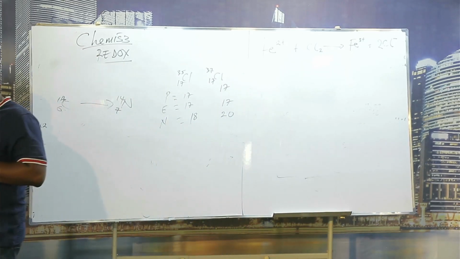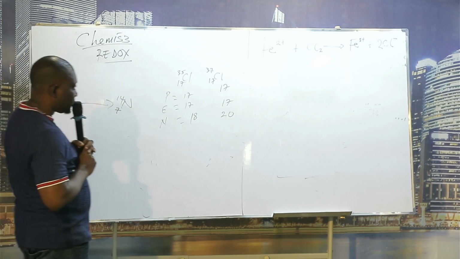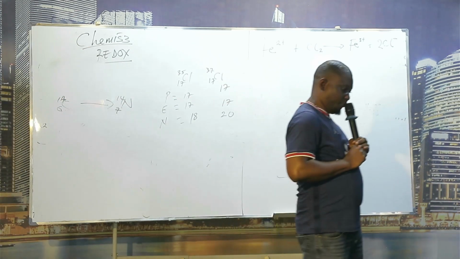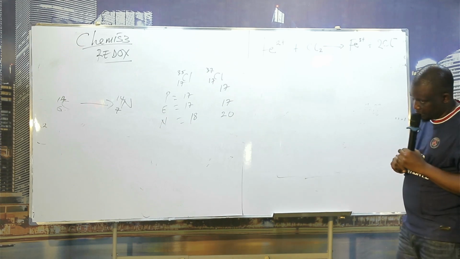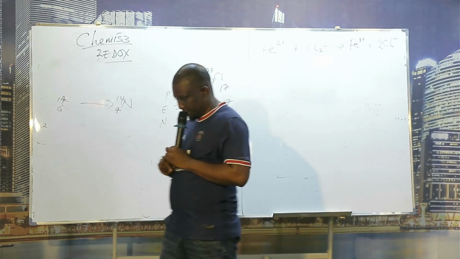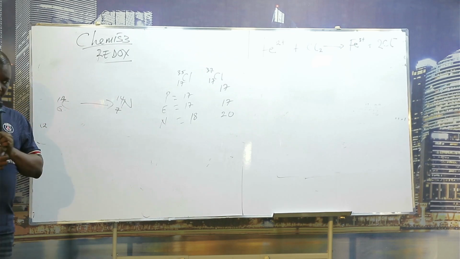Okay, check that reaction there again. The reaction or the equation, is it balanced? Check if it is balanced. It is balanced atomically, but it is not balanced ionically. So there is a problem. If it is only balanced one way and not balanced the second way, it is not balanced.